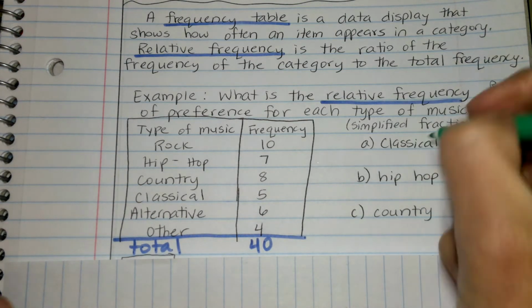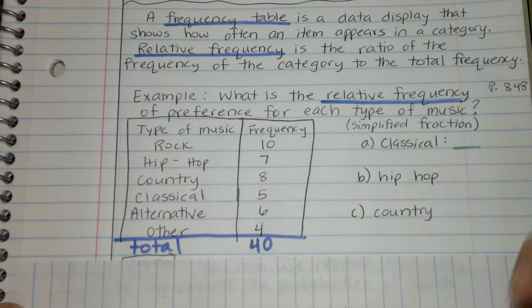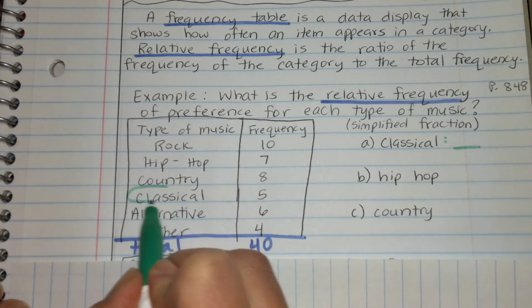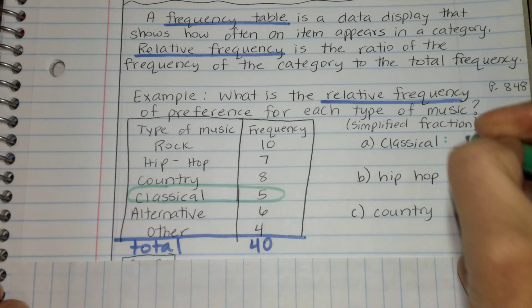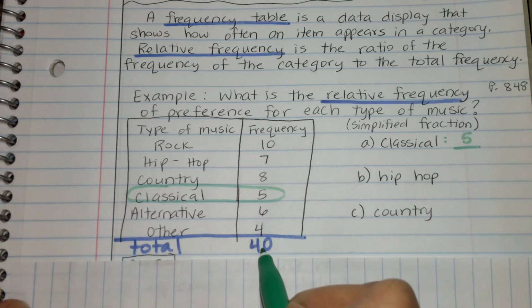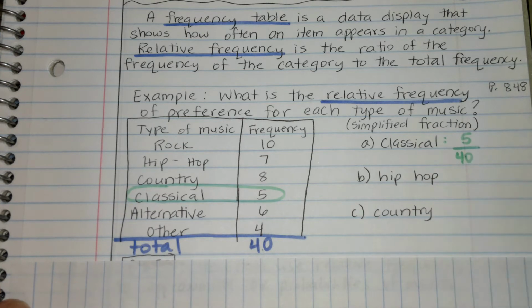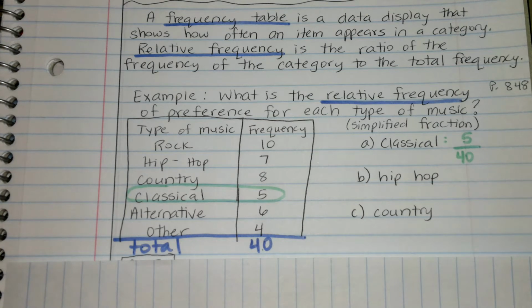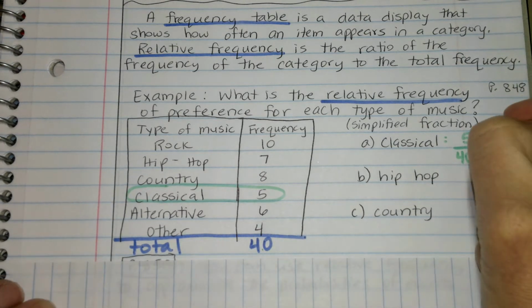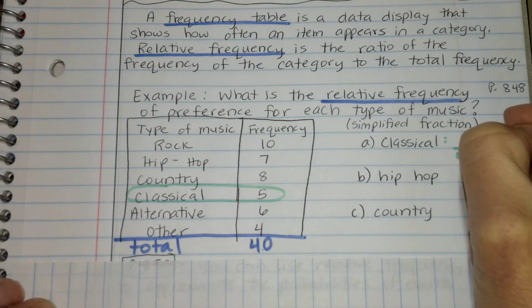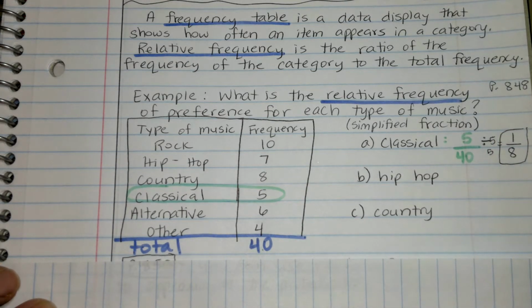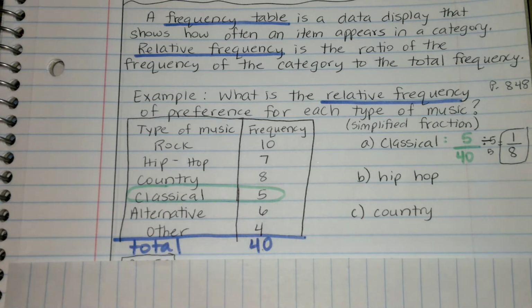So classical, I have to have the top number. How many people prefer classical? So I'm going to just circle that one just so you guys can see where the number's coming from. There's 5 out of the total, which is 40. If you can reduce that fraction, you have to, because it says simplified fraction. That's how it's going to be on Math Excel. So I'm going to go ahead and simplify my fraction and divide the top and bottom by the greatest common factor, which is 5. Divide top and bottom by 5. So 1/8. And that's my answer for relative frequency. All right, next one is hip hop.